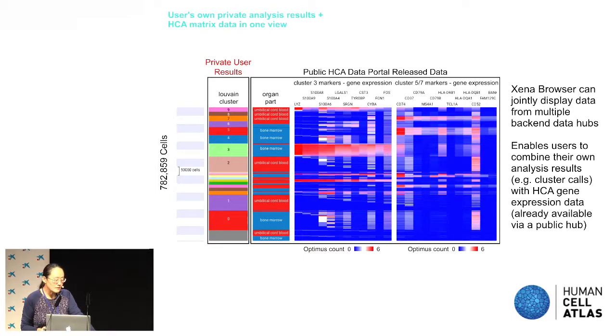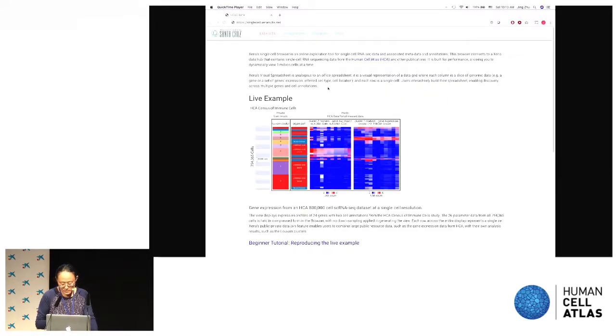A unique feature of Xena is that the Xena browser can jointly display data from multiple backends. For example, the user may have some private data, like Louvain cluster memberships, hosted locally on their laptop. The Xena browser can combine that data together with public data that's already hosted in the cloud via public hub. That feature enables users to dynamically and quickly reevaluate their analysis results against a common gene expression data resource. Here I'm going to show a short video demo of the tool.